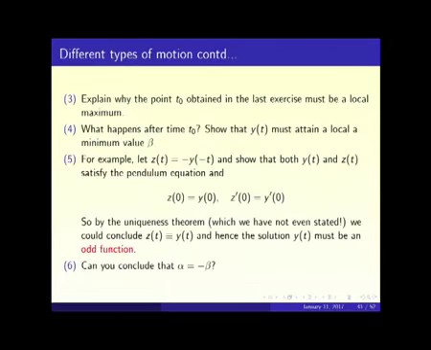So now explain why the point t0 in the last exercise must be a local maximum. It's easy, the first derivative is 0. But what is the second derivative? Go back to the original equation of the pendulum. y double prime plus g over L sin y is 0. So y double prime is minus g over L sin y, that will be negative. So the second derivative is negative, so the point is a local maximum.